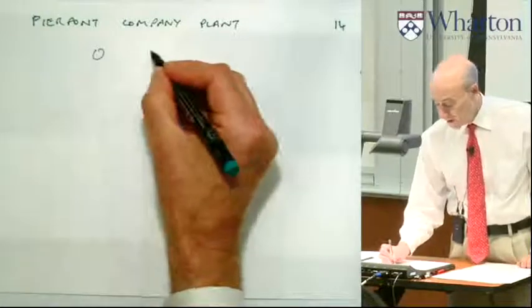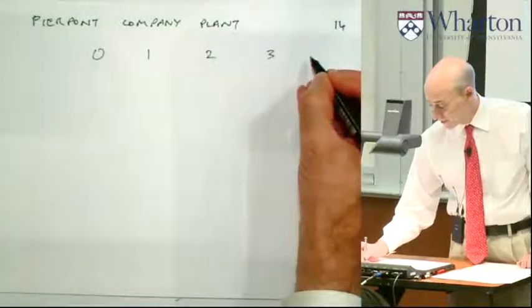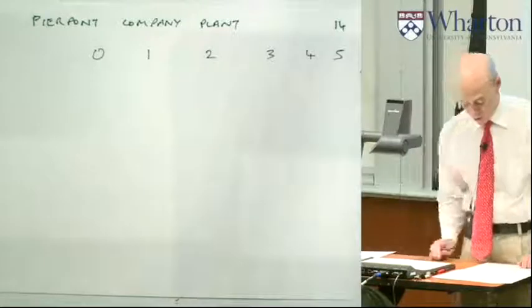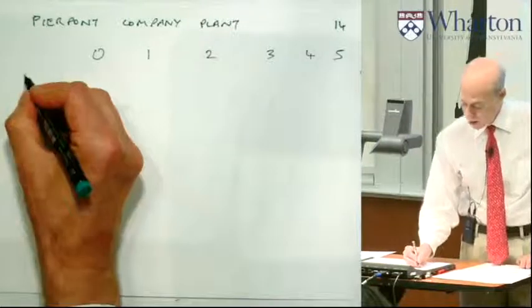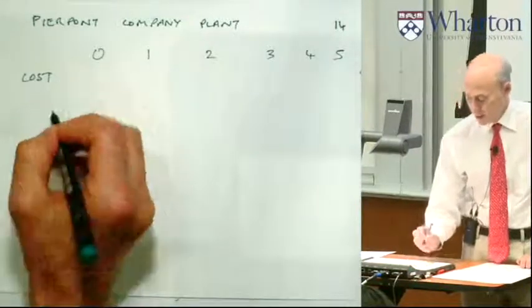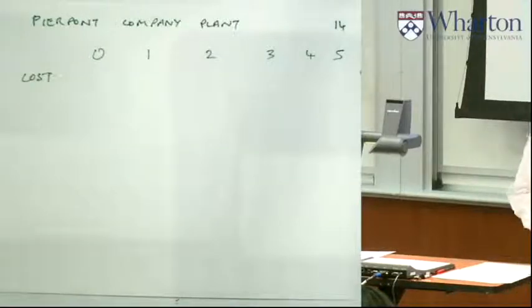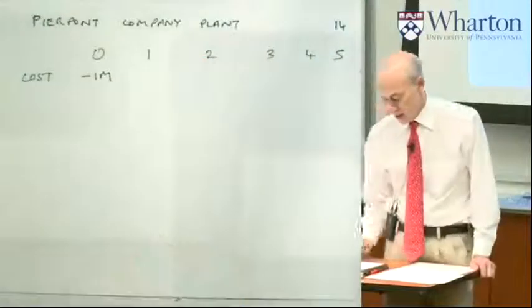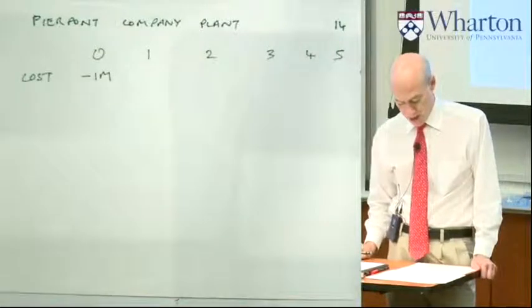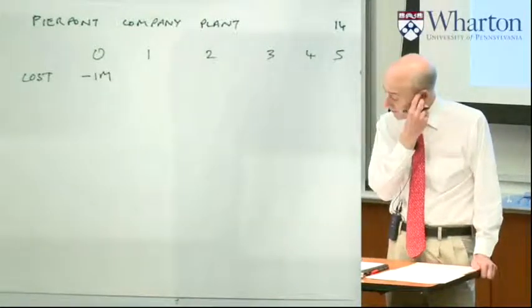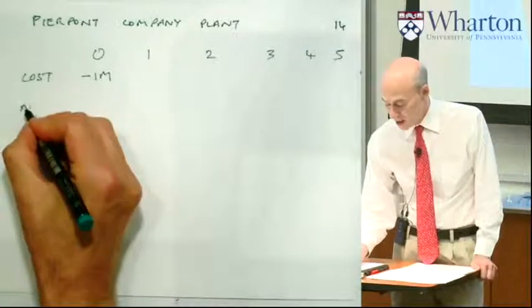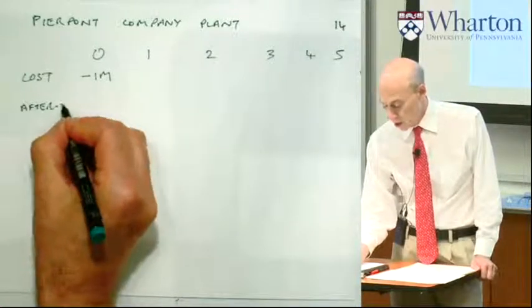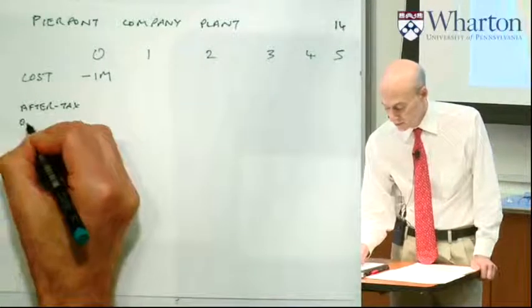So we've got 5 years that we're interested in. The cost of the project is $1 million. Where do we record that? Date 0. That's minus $1 million now. And then we're going to get some income. What's the after-tax operating income?